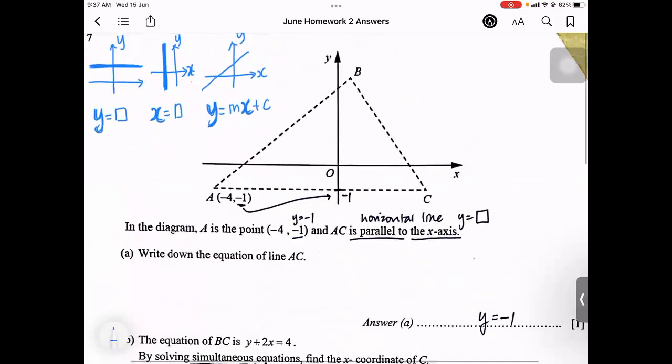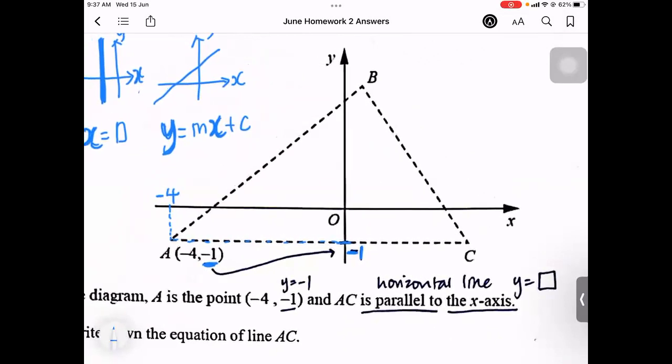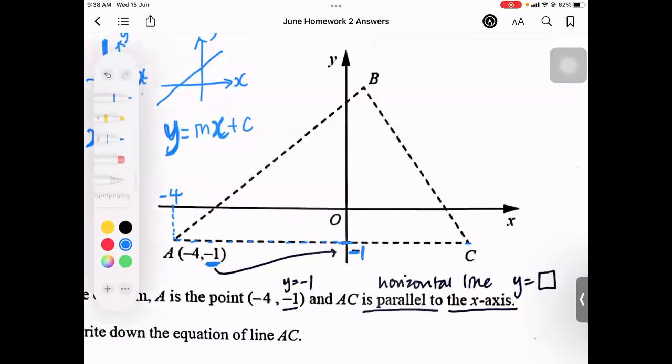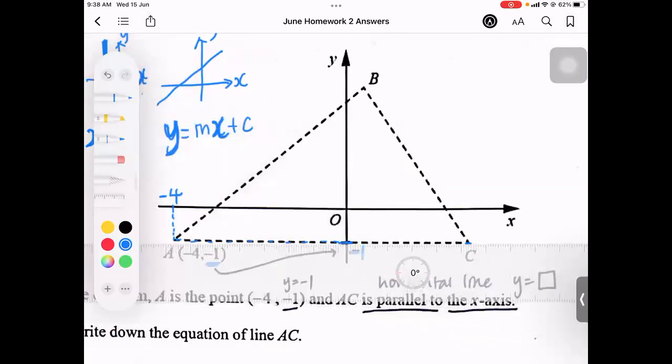Okay, next one. Inside the diagram, A is this point, -4, -1. What does this tell you? The y value -1 over here means my y on my y-axis, this is -1. On my horizontal axis over here, the x value is -4. Okay. Then you notice, C is on the same straight line over here. So we have one same straight line over here.